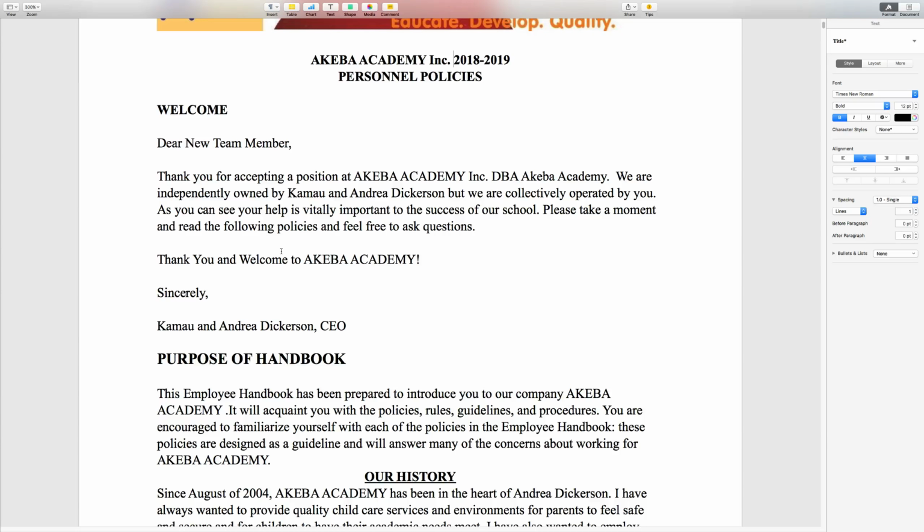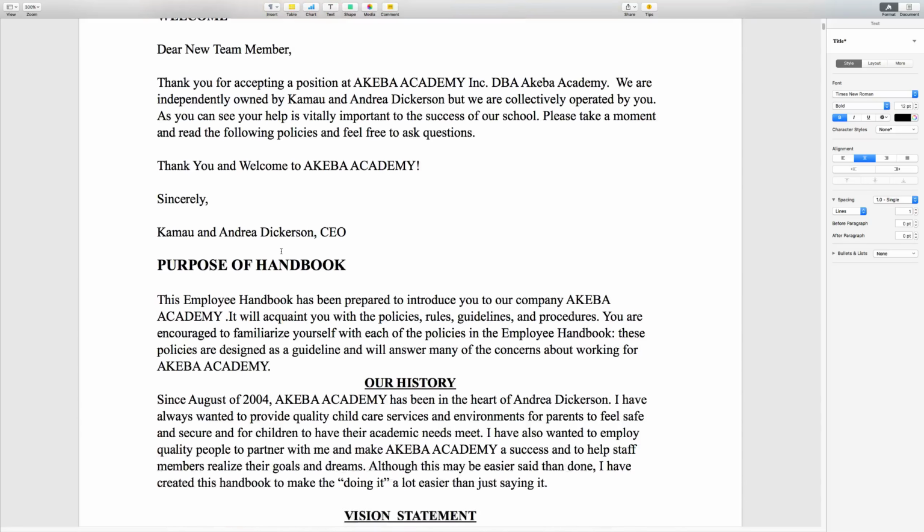The next section is the purpose of the handbook. Give them the clarity and understanding of why they have this handbook. What's the purpose of it? For your personnel policy handbook, it is to acquaint them with your rules, your regulations, your policies, your guidelines, and your procedures. You're going to see how your handbook is not complete unless it has procedures included, so that they can see clearly what's expected of them and how to get things done. So this training is going to be really good.